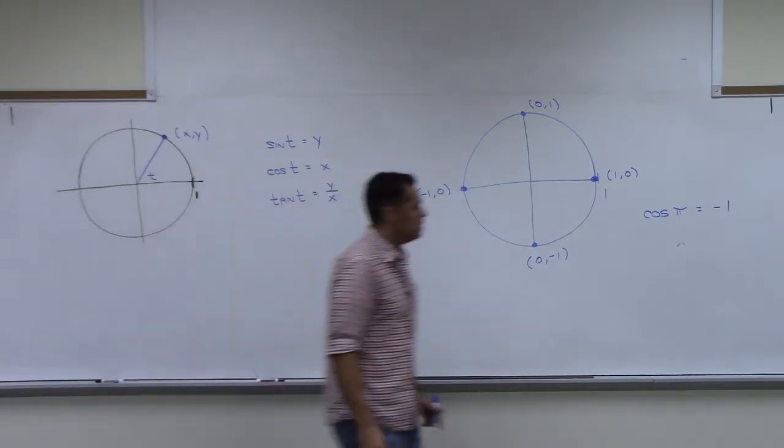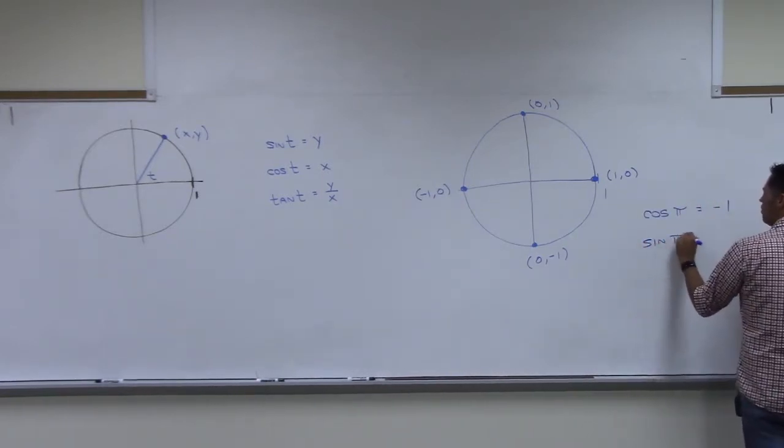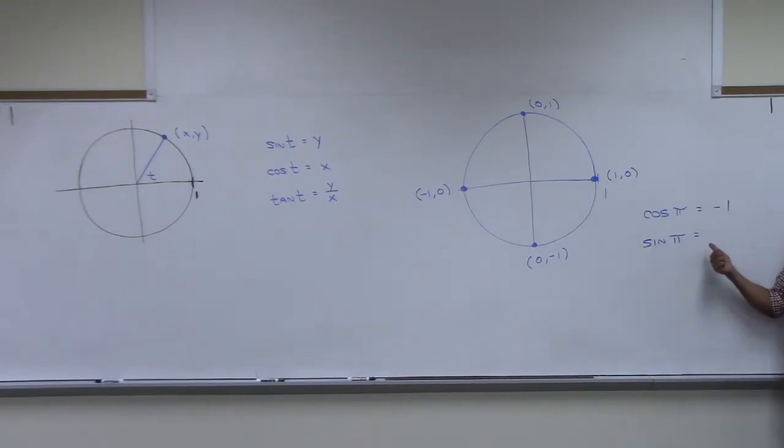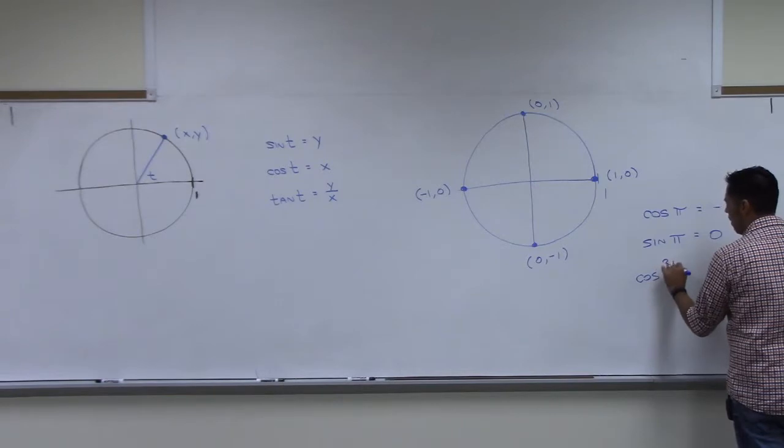What's sine of pi? 0. Sine of pi is 0. The only difference between those two is that now I'm picking off the y-coordinate, right? Okay. How about cosine of 3 pi over 2?